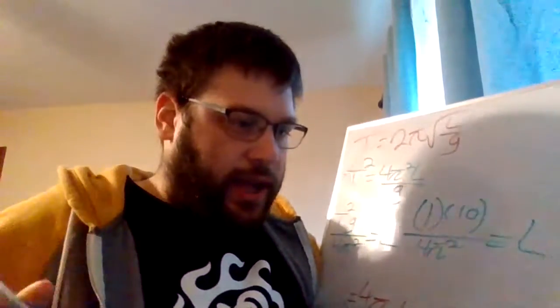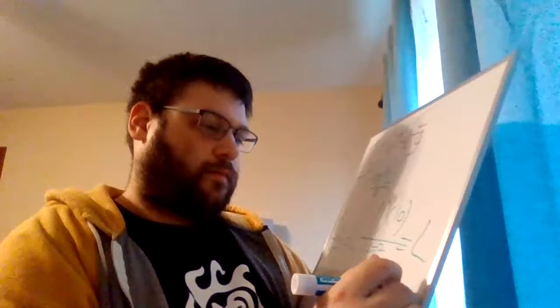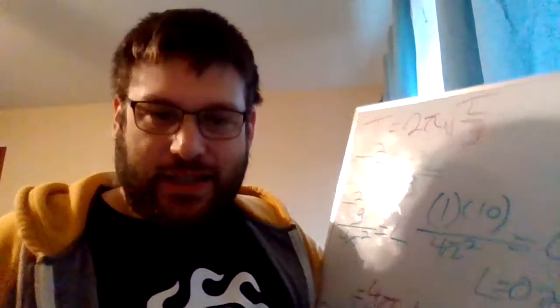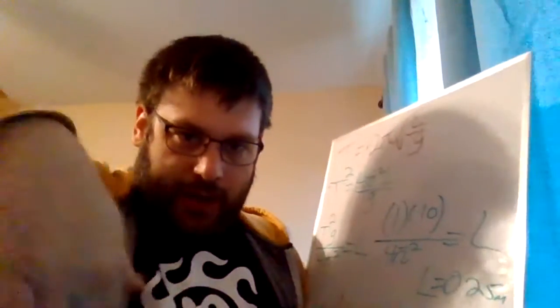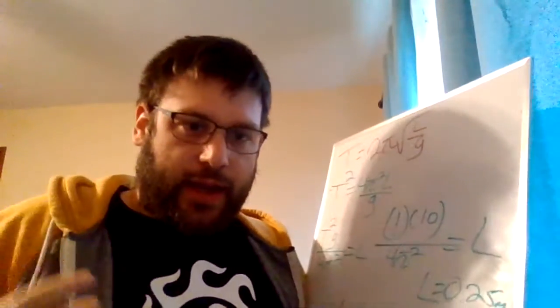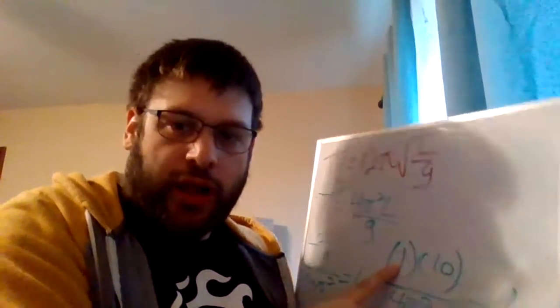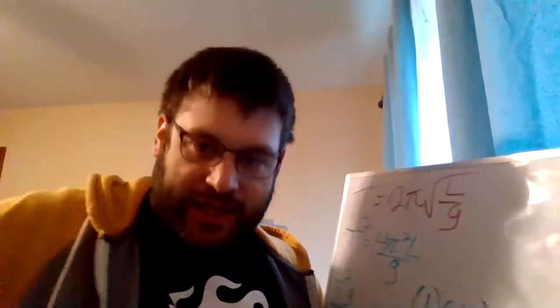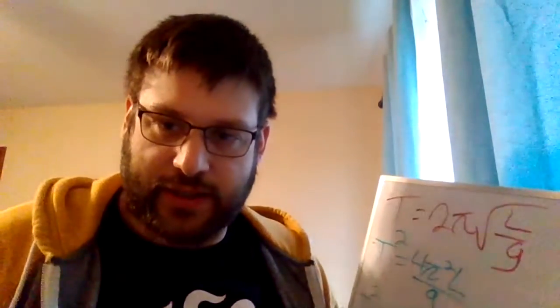Okay, I'm getting an L of 0.25. So I just need to find something that's a quarter of a meter long that can pivot back and forth, and that will give me a period of 1 second. So then all I need to do is swing it back and forth 9 times, and I've got a clock that actually can count 9 seconds.